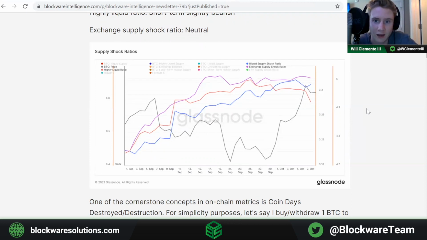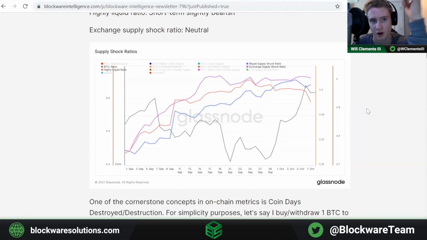Our illiquid supply shock ratio is tracking the movement of the highly liquid and liquid entities to the illiquid entities. So we're tracking the movement of coins to entities with low spending behavior, aka the strong hands. And so that's slowly grinding upwards. We haven't seen any real bullish impulse or anything. So that I would say is neutral to slightly bullish.